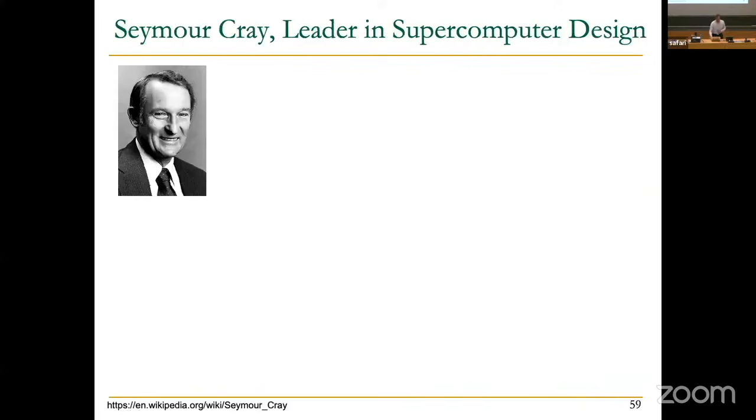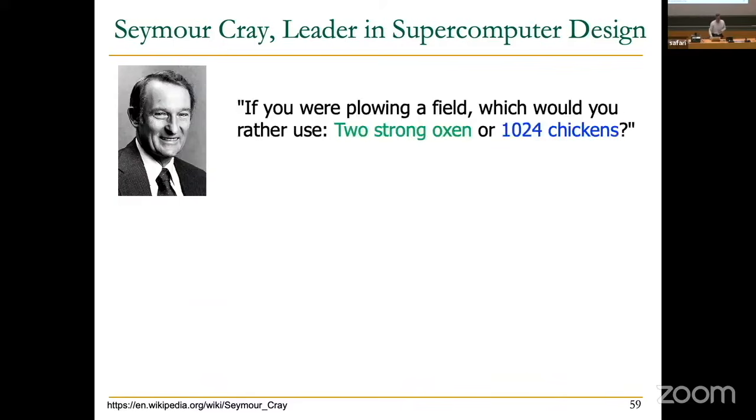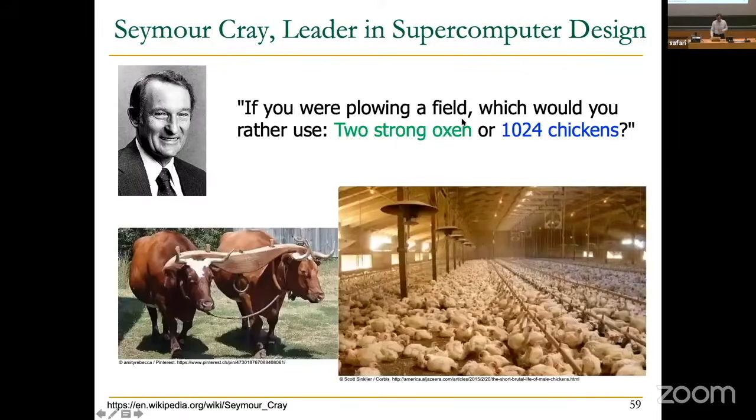Okay, I'll give you some story over here, which actually gives the idea of Amdahl's law really nicely. Seymour Cray was a very principled designer, if you will. He was the early designer of the supercomputers. And he asked this question, which is always good to think about. If you're plowing a field, which would you rather use? 2 strong oxen or 1,024 chickens? And this is a fundamental problem that keeps coming up, right? Do you use 2 powerful single-core processors, or do you use millions of powerless, simple processors? And the answer is, it depends, right? As always.